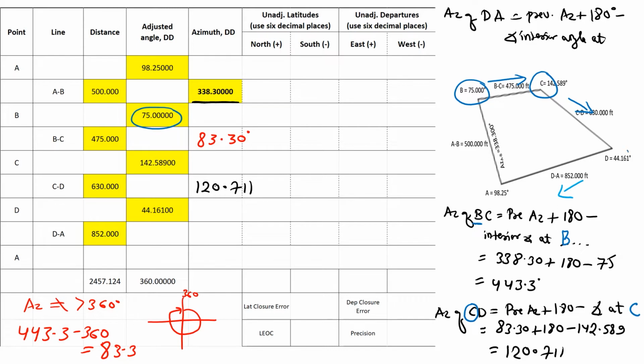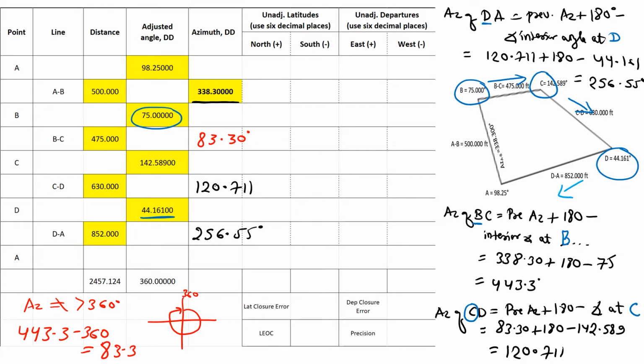So the starting point is D, right? Starting point is D. So you take the angle at D, which is 44.161. So the previous azimuth is 120.711 plus 180 degrees minus the angle at D, 44.161. If you solve this, then you get 256.55 degrees.